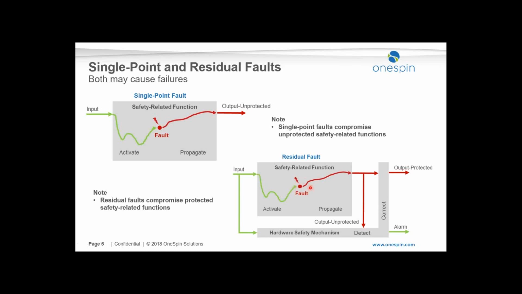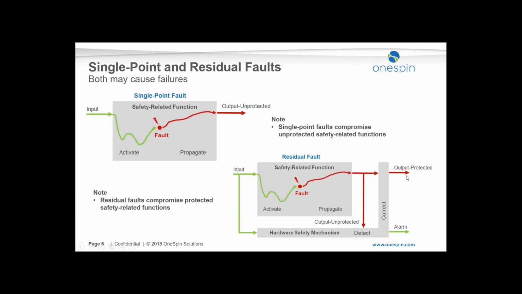Okay, so we have a fault in the safety-related function. We have a safety mechanism that is protecting this function. So here we have the unprotected output, and here we have the protected output from the safety mechanism. Unfortunately, in this specific situation, the safety mechanism doesn't report any problem. The alarm is green, but the fault corrupts the functionality of the design, and we get the wrong output. The protected output is red.